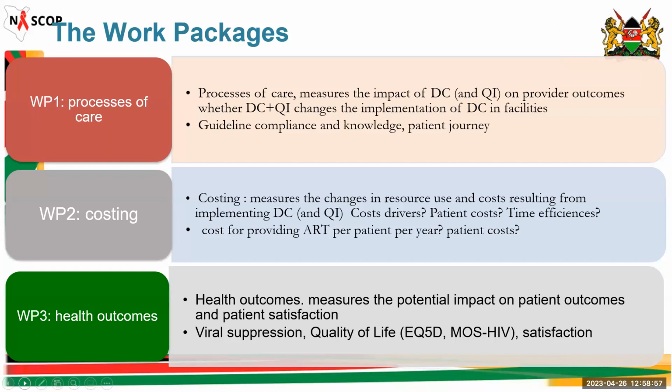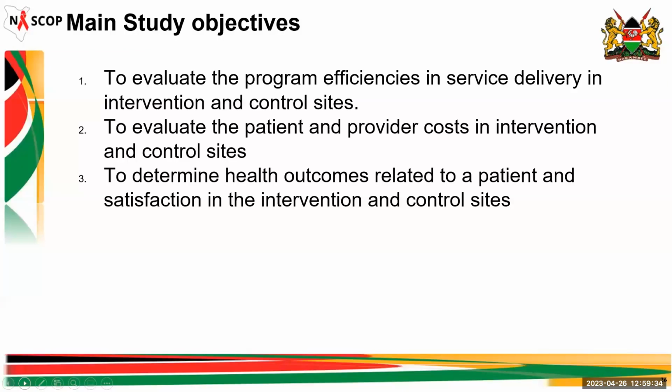The third work package was related to client outcomes. When you've made these investments and optimized your service delivery pathways, do you still gain the desired health outcomes? Our index measure for health outcomes was viral suppression. We also did a quality of life EQ5D, most for HIV, and we also followed through with a client satisfaction survey and provider satisfaction surveys to see how we were performing.